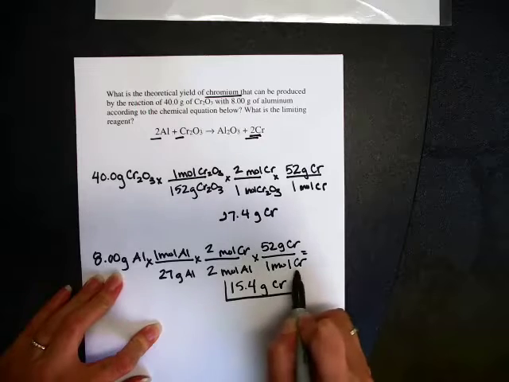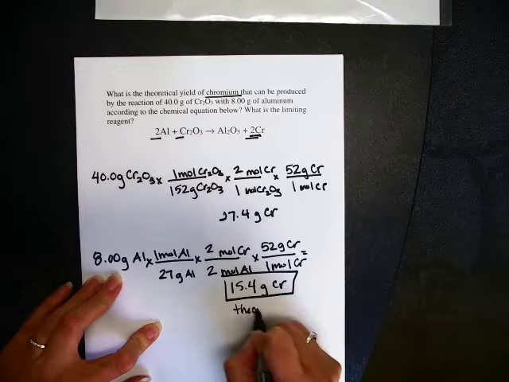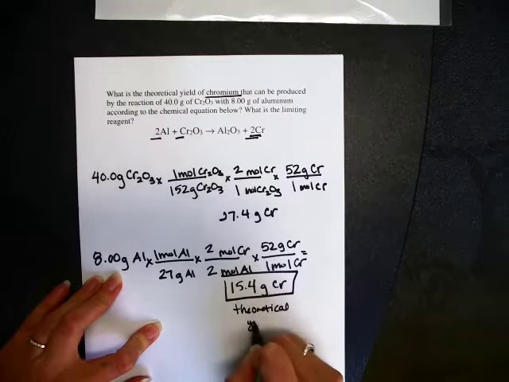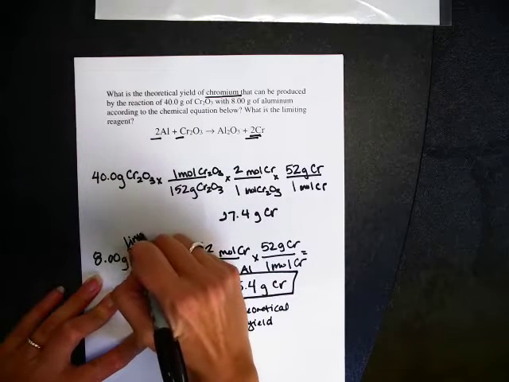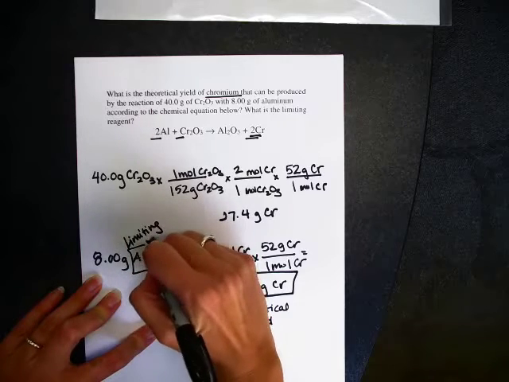So once I have these 2 masses of chromium, whichever one is smaller is the theoretical yield. That's how much I can make, because I'm going to run out of aluminum before I ever get past 15.4 grams of chromium. And so the thing I would run out of is the aluminum, the one that got me the smaller answer.